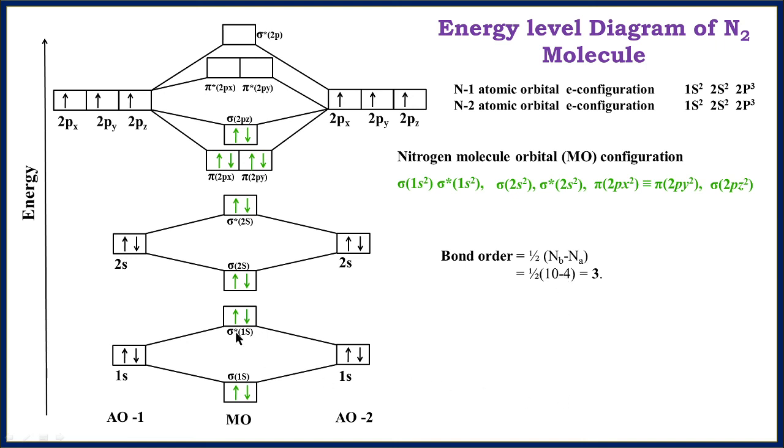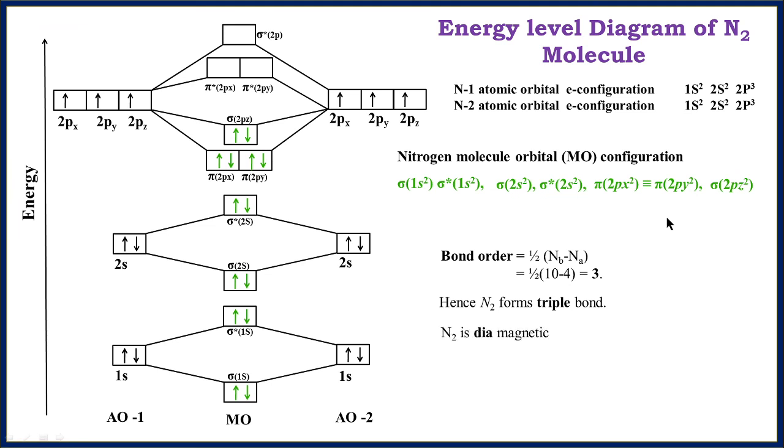Next, sigma star 1s is an anti-bonding molecular orbital, sigma star 2s is an anti-bonding molecular orbital, and pi star 2px, pi star 2py, sigma star 2pz are also anti-bonding molecular orbitals, but here there are no electrons. So in total, sigma star 1s has 2 electrons, sigma star 2s has 2 electrons, 2 plus 2 is 4. Only 4 electrons are there in anti-bonding molecular orbitals. So the bond order is 1 by 2 into 10 minus 4, which is equal to 3. So the bond order of nitrogen is 3. So we can write that nitrogen has a triple bond.